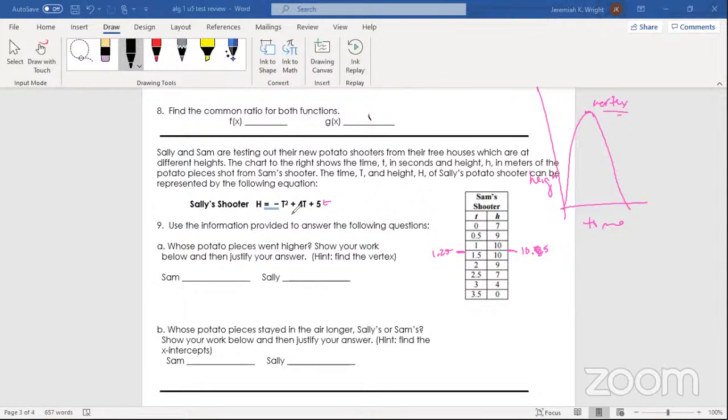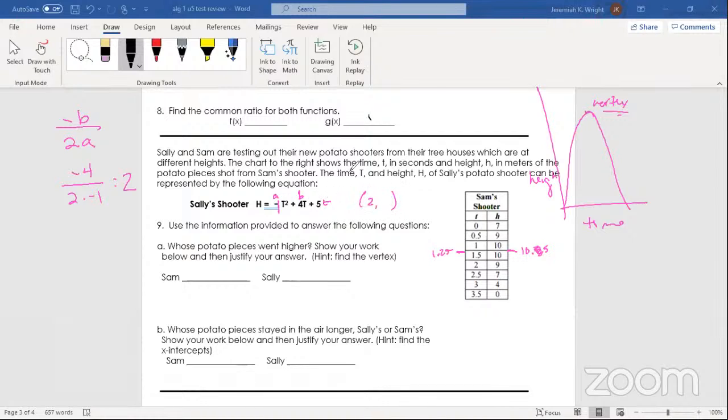All right. So Sally's shooter is, in order to find the vertex, you do negative b divided by 2a. So negative b is going to be negative 4 divided by 2 times negative 1. Here's b, that's 4. A is negative 1. There's a 1 there in front of the t. So negative 4 divided by negative 2 is just going to be 2, right? So we know the vertex is going to be at 2 seconds.